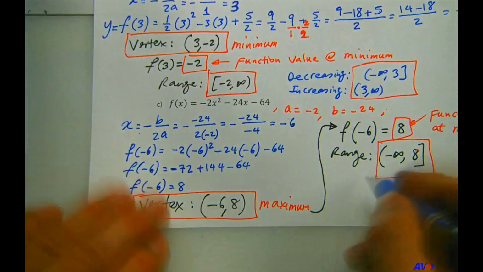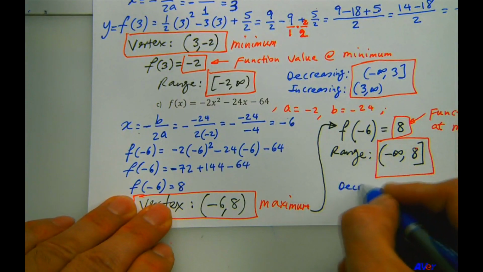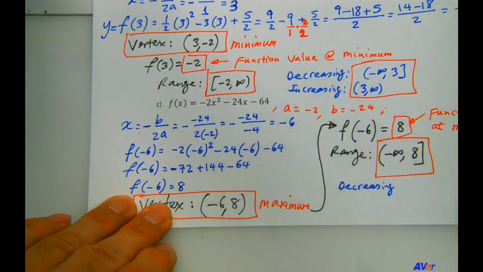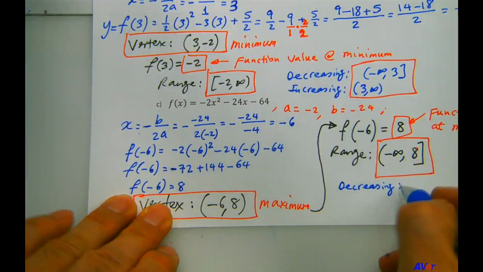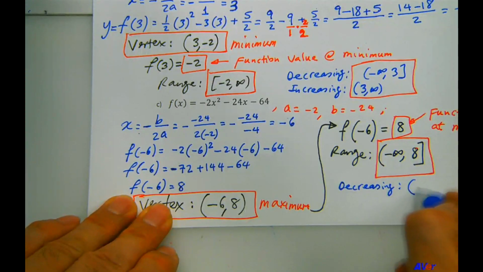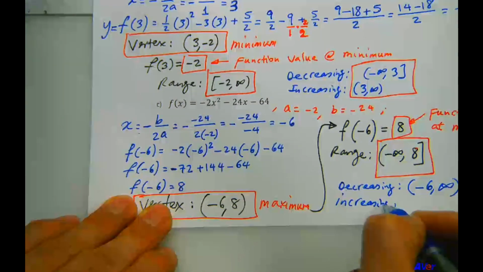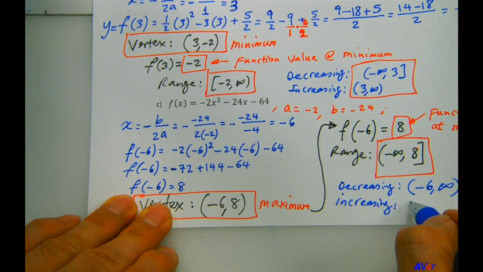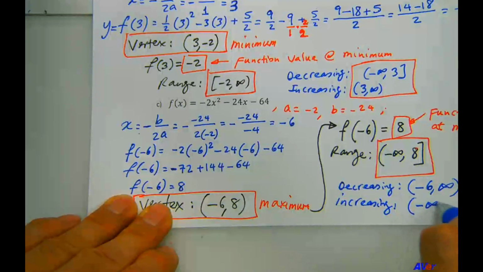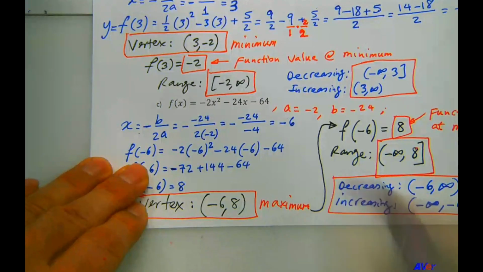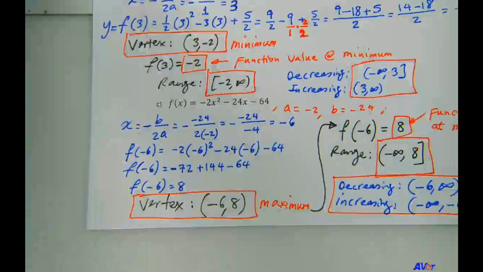So the function is decreasing. I just wrote decreasing because that's what I did first there. So it's decreasing over the interval parenthesis negative 6 comma infinity, and increasing for the interval that is equal to (negative infinity, comma negative 6 bracket. Okay, and that's that. I hope this is clear.